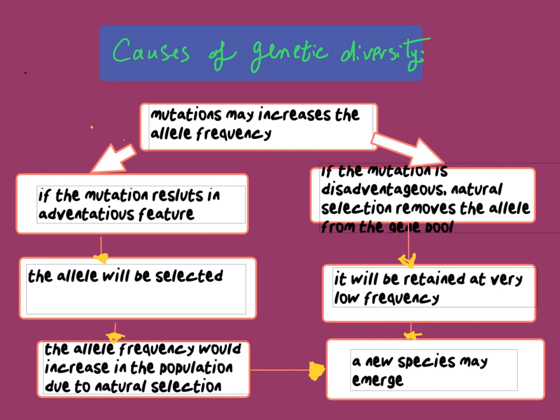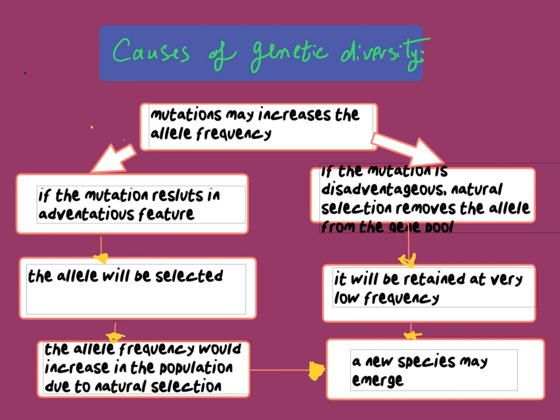What are the causes of genetic diversity? We said the main cause of genetic diversity is mutation, which results in a change in allele frequency. Some mutations result in advantageous features. If the mutation results in advantageous features, it is going to be selected by the ecosystem and is going to multiply and reproduce, then the allele frequency would increase in the population due to natural selection.